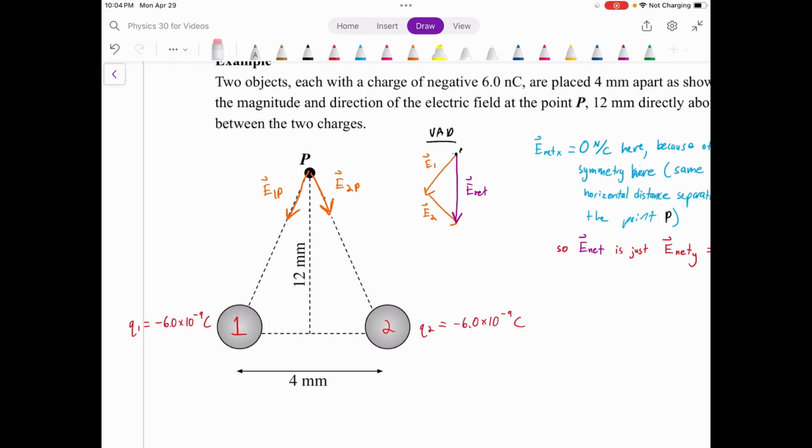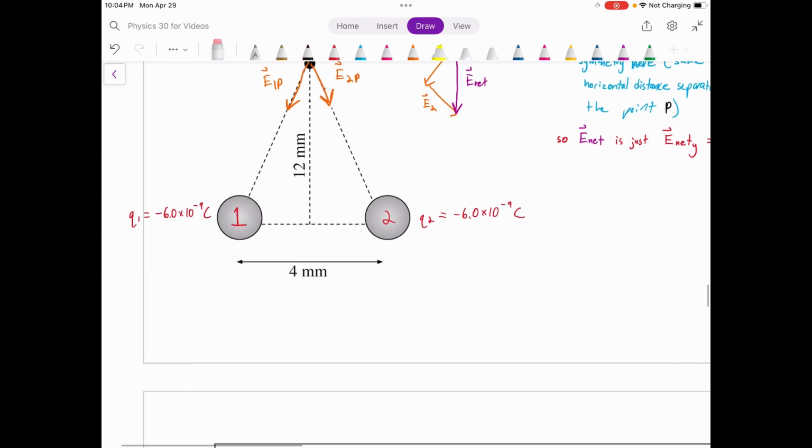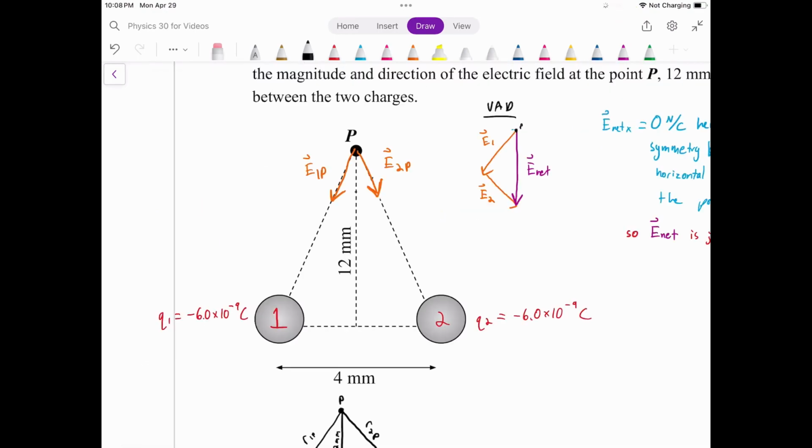Now be careful here. A common student mistake with these is to say it's 12 millimeters away from charge 1. The location P is 12 millimeters from charge 1, but it's not, it's this far away from charge 1. So let's draw a quick picture here to think about this, because we need to know this distance, and of course this distance as well, to get the electric field from charge 1 and charge 2.